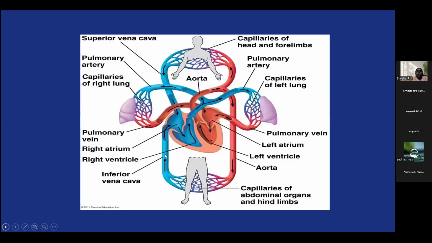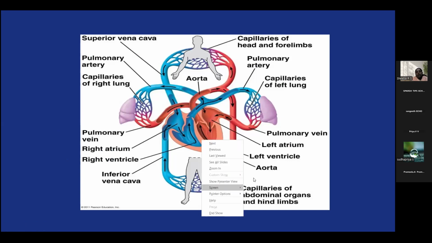So you all know what this is? This is our systemic circulation, right? Why I'm highlighting this picture here is that you have to understand there is a connection between the arterial capillaries and the venous capillaries. If you look at the upper part of the body, there is a connection between the arterial capillaries and the venous capillaries. If you look at the lower part of the body, there is again a connection between the arterial capillaries and the venous capillaries. If you look at the lungs, there also there is a connection between the arterial capillaries and the venous capillaries.